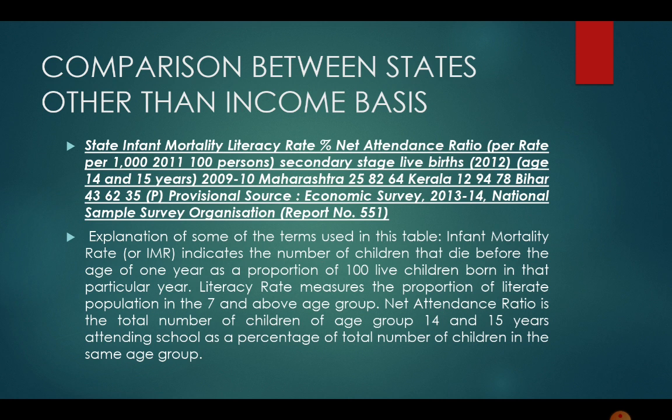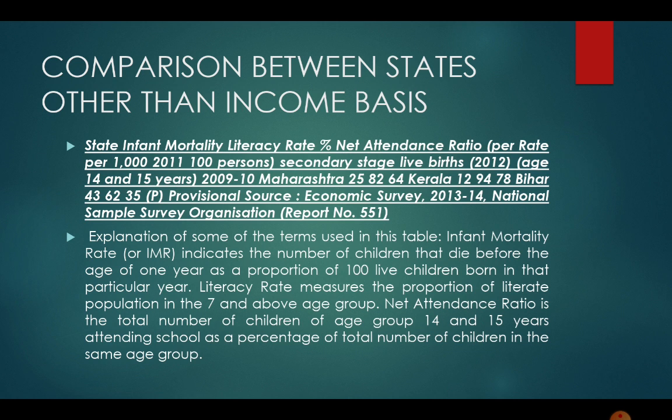Comparison between states other than on economic basis. Now let us take one of the categories other than income, like infant mortality rate. Now infant mortality, we already know what it means. It is the death of babies that happens in a year. And literacy rate in percentage, then we'll be calculating the net attendance ratio. Now let's see how many of these are.